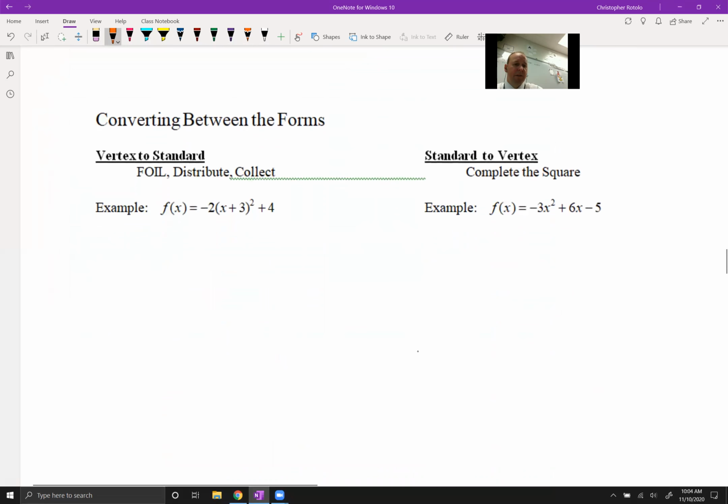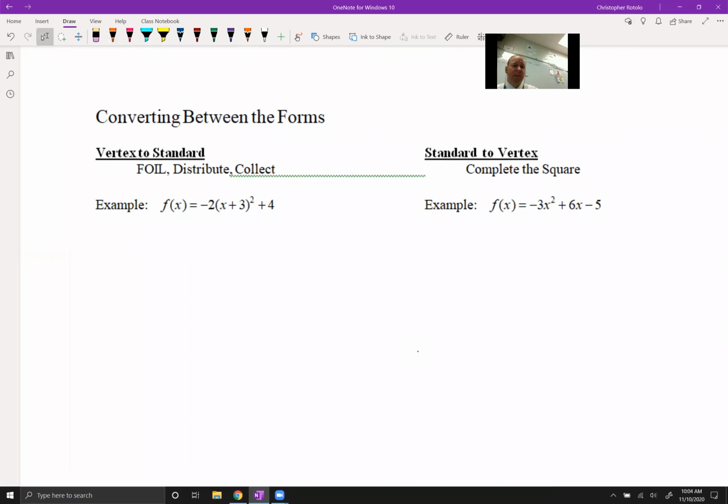All right, so let's do this. Let's go with FOIL, distribute, and collect. So that means I want to FOIL this. I'm going to use -2 times (x plus 3) times (x plus 3) plus 4. I do want to do this first. I could multiply the -2 in, but I want to do that in the end just because it makes this part of it a little bit easier.